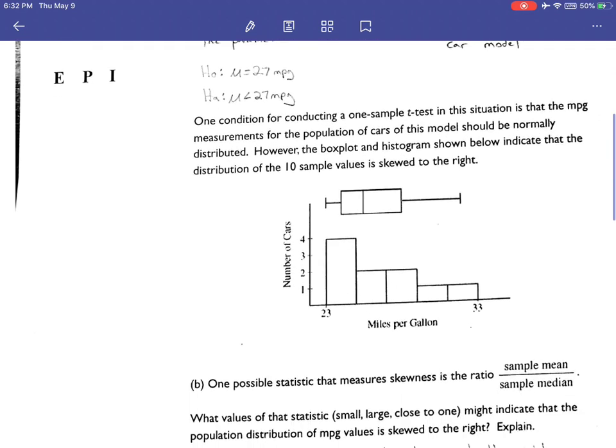Now it says one condition for a one sample t-test is that our measurements should be normally distributed, which is correct, right? We want to make sure that it's normally distributed. They have a box plot and a histogram for the data set, and we see that there's a pretty strong skewness to that. But we just have a sample of 10, so it's going to be hard for us to know for sure.